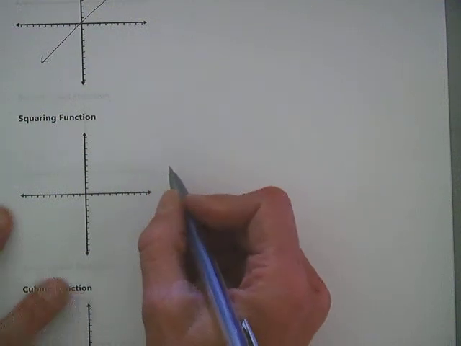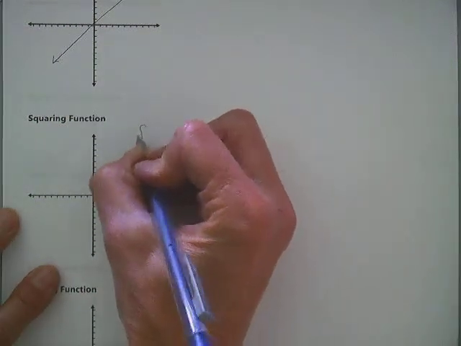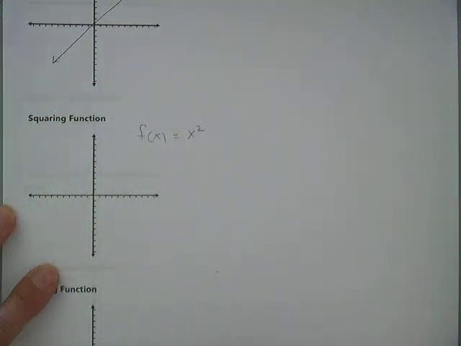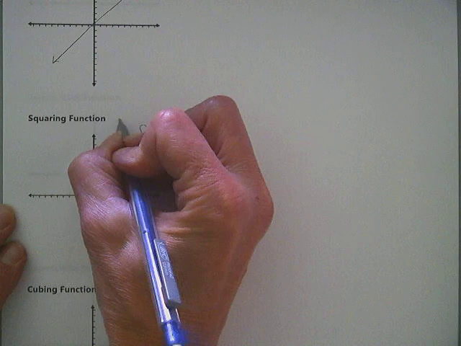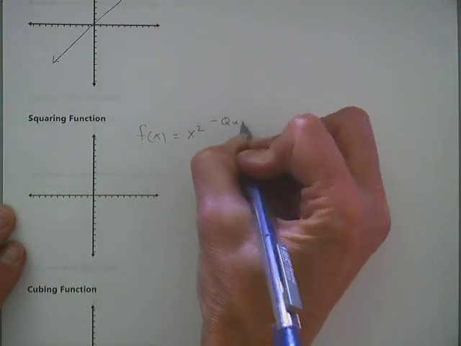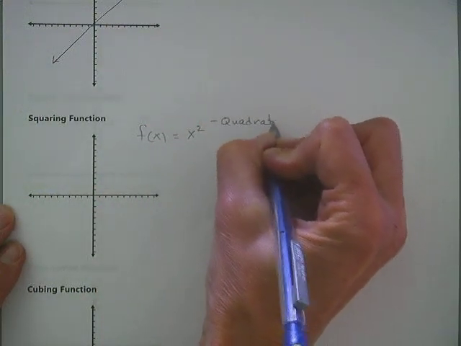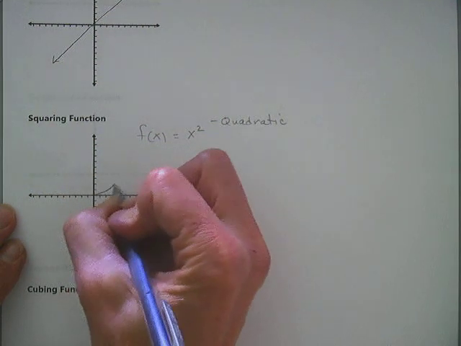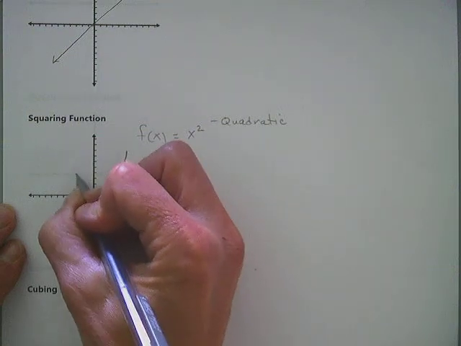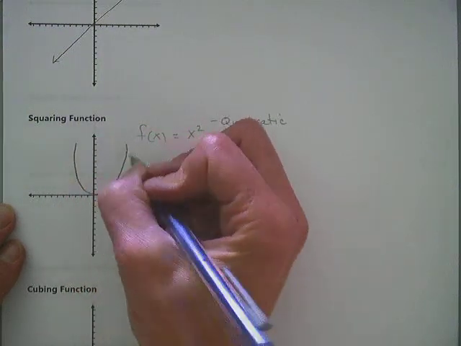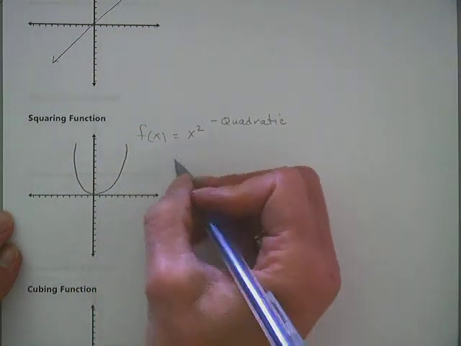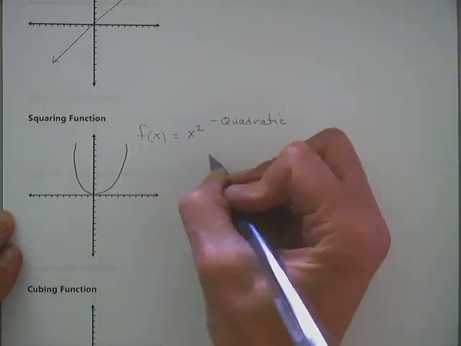Okay. The next one's squaring. Again, that looks like this. F of x equals x squared. Sometimes it's called a quadratic. Okay? Anybody remember the shape of it? Horseshoe, parabola. Okay? And on the back wall here, I do have all 12 of these functions, created other years, but that's what we have.